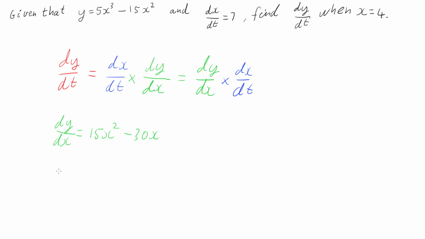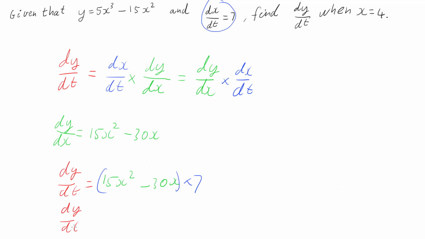So that means that dy/dt is going to be dy/dx, which is 15x squared minus 30x, multiplied by dx/dt, and we have dx/dt up here, so we're going to multiply all of this by 7. So if we just tidy this up, that gives us dy/dt to be, well, 15 times 7 is 105x squared, and 30 times 7 gives us 210x.